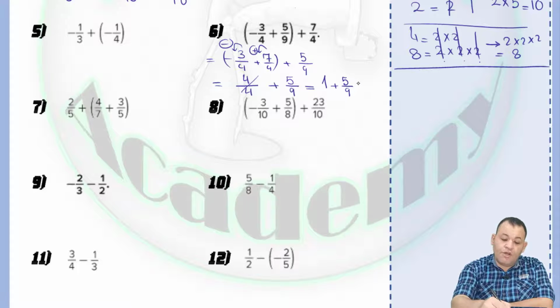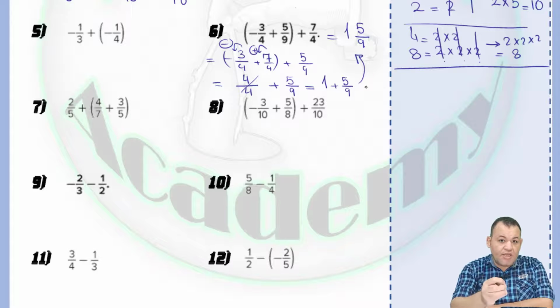If you add any whole number plus a fraction, it will be converted to a mixed number, which equals 1 and 5 over 9. For any whole number plus a fraction, just write them beside each other, so you'll find that the answer will be equal to 1 and 5 over 9.